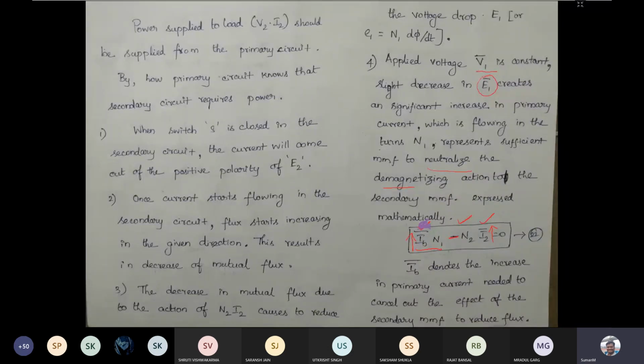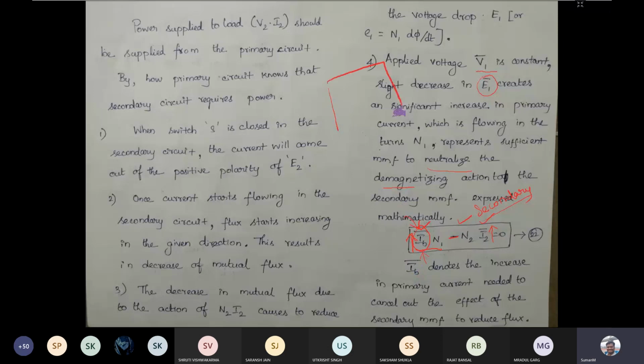So why is this current increasing? This current is increasing in such a way that whatever demagnetization effect is created by the secondary current is going to be neutralized by this current. That's why it is called the balancing current.